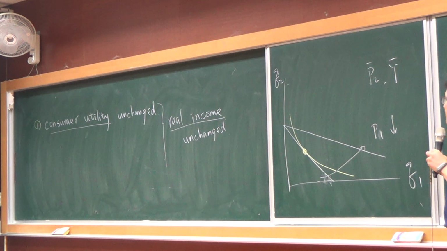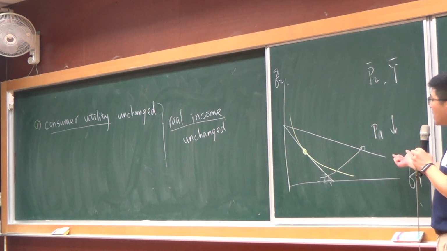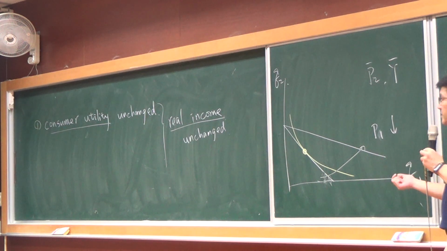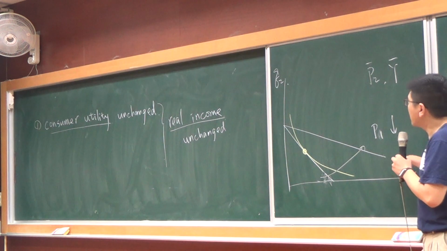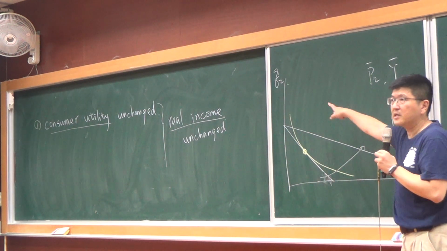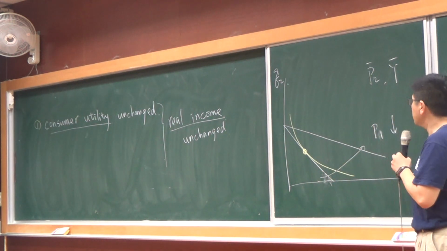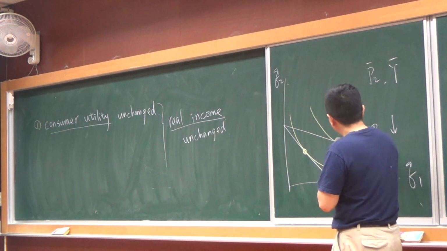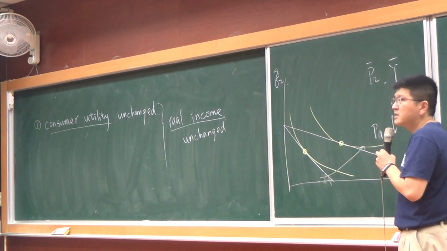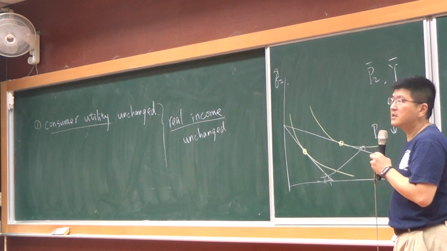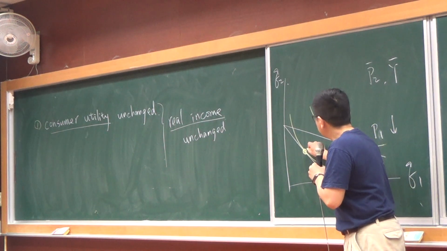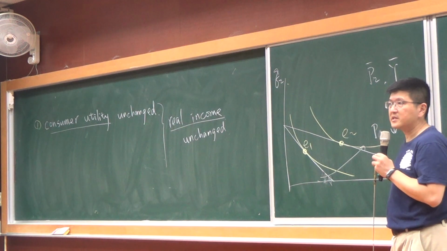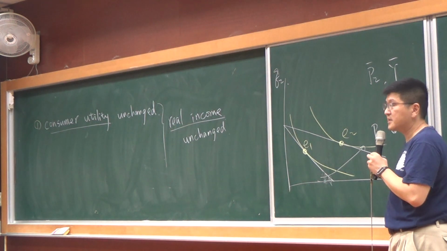Okay? So because the price of good one decreases, which means good one becomes cheaper, we may have a larger consumption bundle, right? A larger consumption set. And in this case, if the new optimal choice is from here to here, then from E1 to E2 is the price effect. This is the price effect.